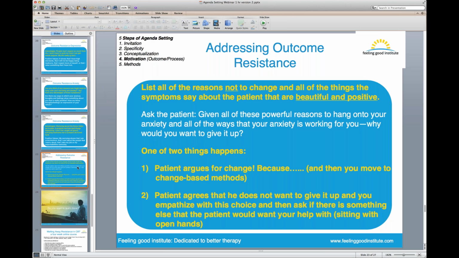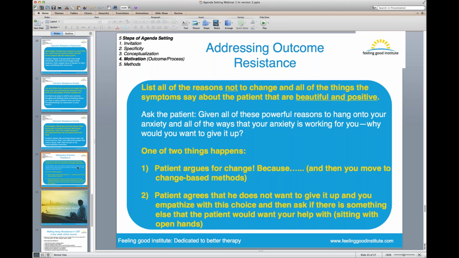Ask about any reasons to hang on to your anxiety and worry, any ways your anxiety and worry are working for you, or even ways in which they show something about you that's really beautiful and awesome. Usually your patient will look at you like, what are you, crazy? So then you do a collaborative process. I say, well, let me see if I can show you what I mean.